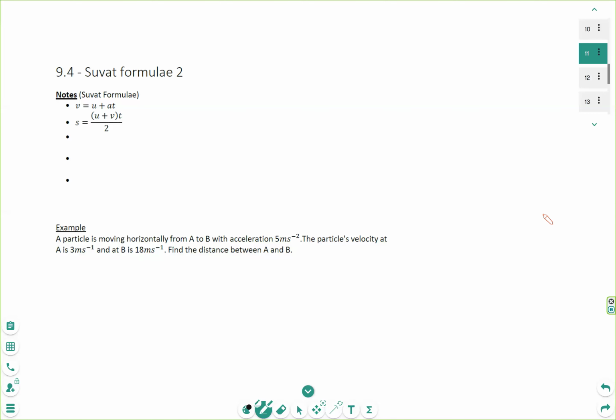Welcome to Year 1 Mechanics, Chapter 9.4 on the Suvat formulae, second lesson. Continuing from our previous lesson, we've learned two formulae: v = u + at, and s = (u + v)t / 2. As I told you last lesson, these are given in the formula booklet, but as a rule of thumb, it is very useful to remember them off by heart.